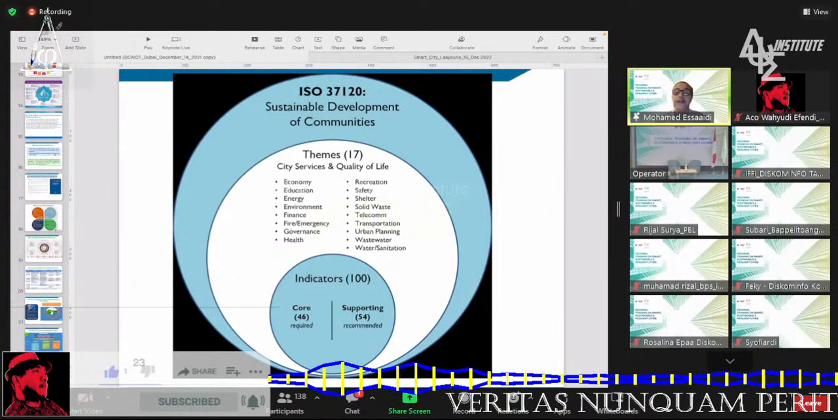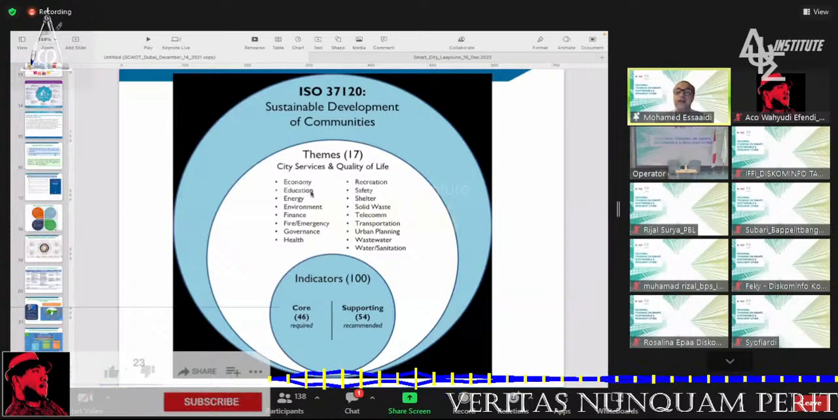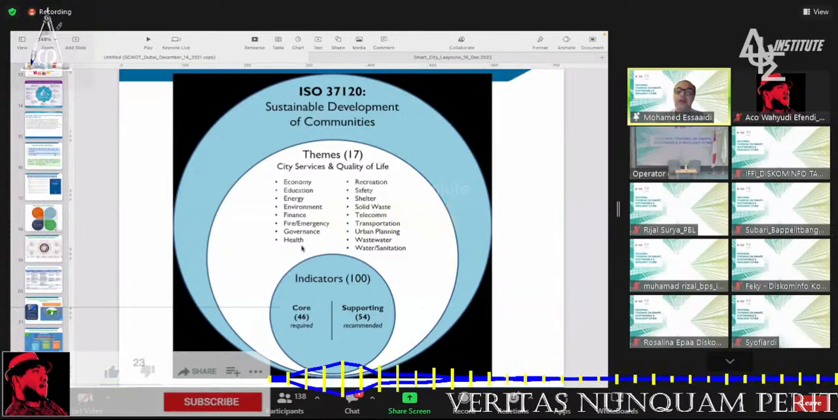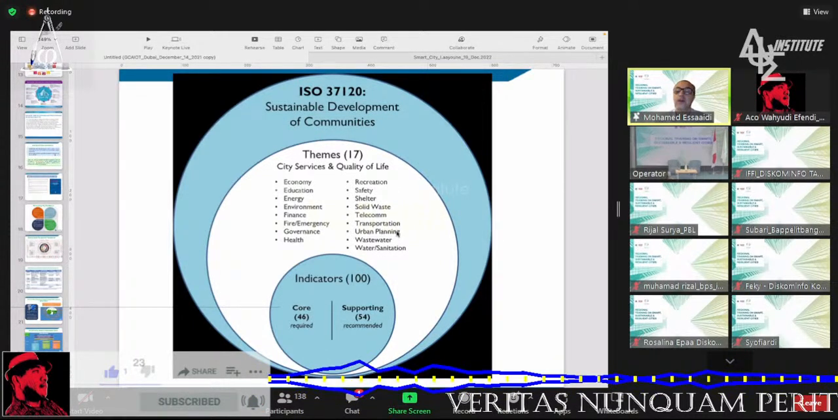The other important framework is ISO 37120, which is an ISO standard for sustainable development of communities. In the standard, we have 17 themes. You can see here that they cover all kinds of city aspects: environment, finance, fire, emergency, governance, health, recreation, safety, shelter, solid waste, communication, transportation, urban planning, wastewater, water and sanitary. You see here, emergency, safety, etc.